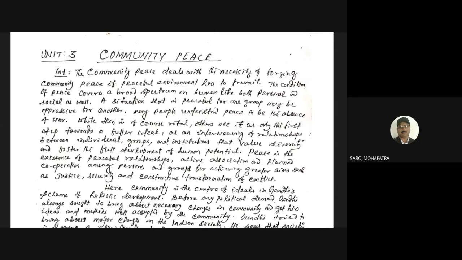The condition of peace covers a broad spectrum in human life, both personal as well as social. So a situation that is peaceful for one group may be oppressive for another. Many people understood peace to be the absence of war.